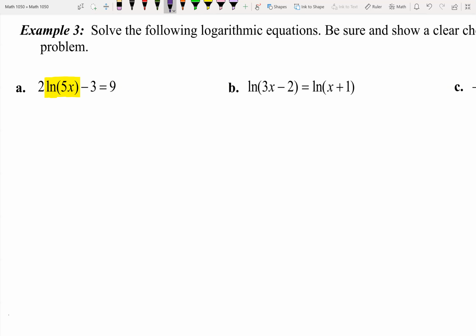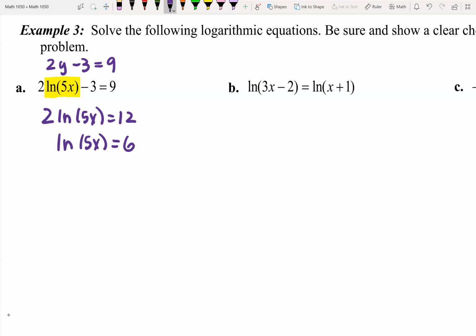No. Up above this, I want you to write 2y minus 3 equals 9. If I can get you to see it like that, I know you can get it right. Everybody, you know now the first step. What do? Add 3. So you have 2 times the ln of 5x is equal to 12. Are we stuck? What do? Divide by 2. So you have the ln of 5x is equal to 6. Are we stuck? Yes. Now we're stuck, so now we convert.